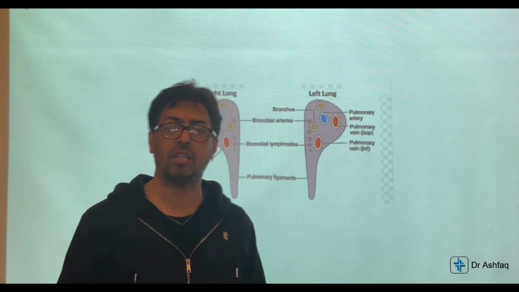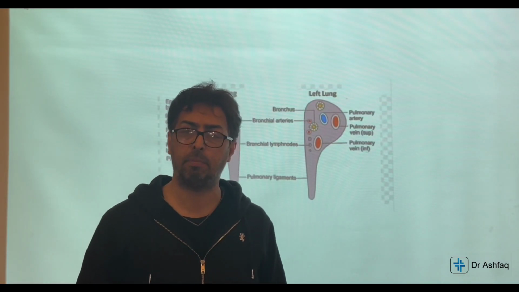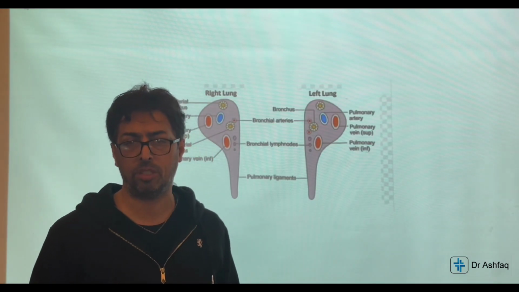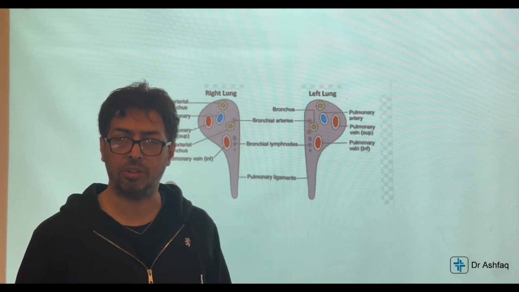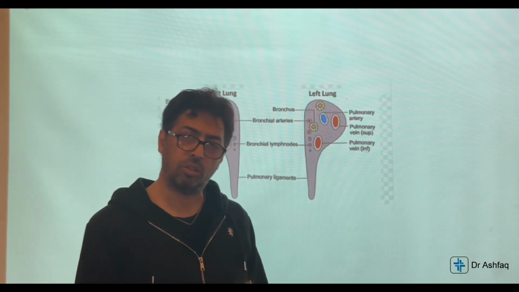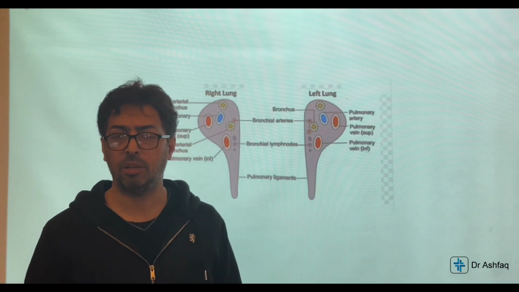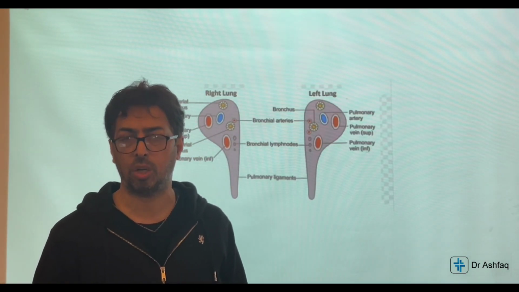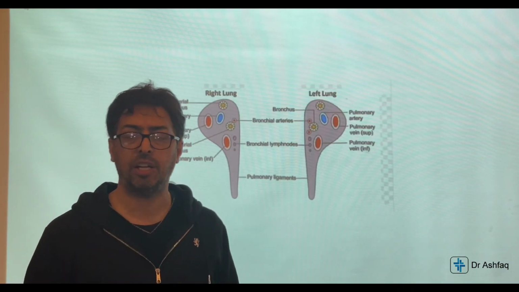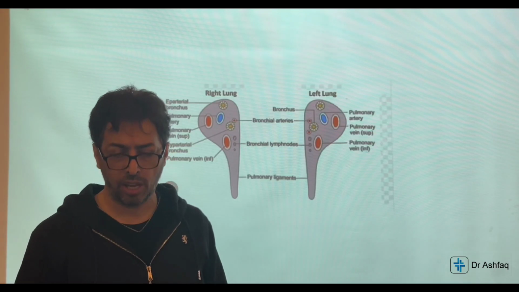Now, as far as the lungs are concerned, we are just aware of the blood supply of the lungs. You have to remember that the predominant source of blood supply to the lungs is the bronchial vessels, the bronchial arteries. There is a difference between the right and left side. On the right side, the bronchial artery is derived from the third right posterior intercostal artery, and on the left side it is a branch of the descending aorta. So that's a difference.